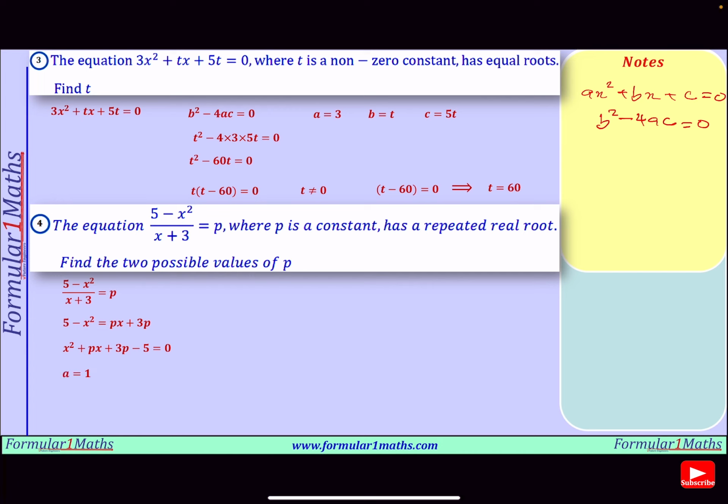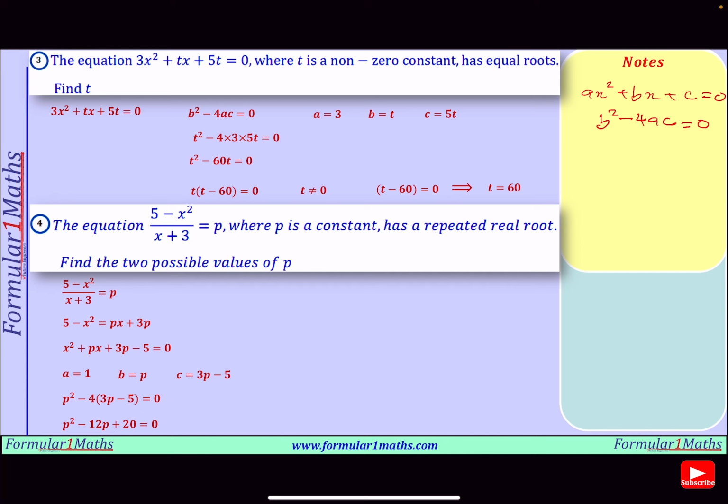So now we have got a, the coefficient of x squared, to be 1, b, the coefficient of x, to be p, and the constant term c is equal to 3p minus 5. And as it was indicated here, the discriminant will be equal to 0 because the equation has a repeated root. And that means p squared minus 4 times (3p minus 5) is equal to 0. Expand the brackets to get p squared minus 12p plus 20 equals 0.